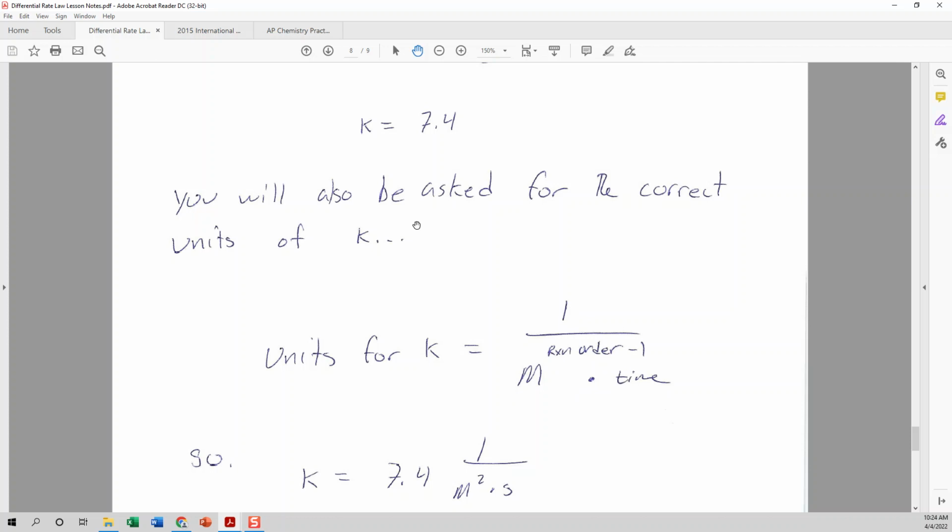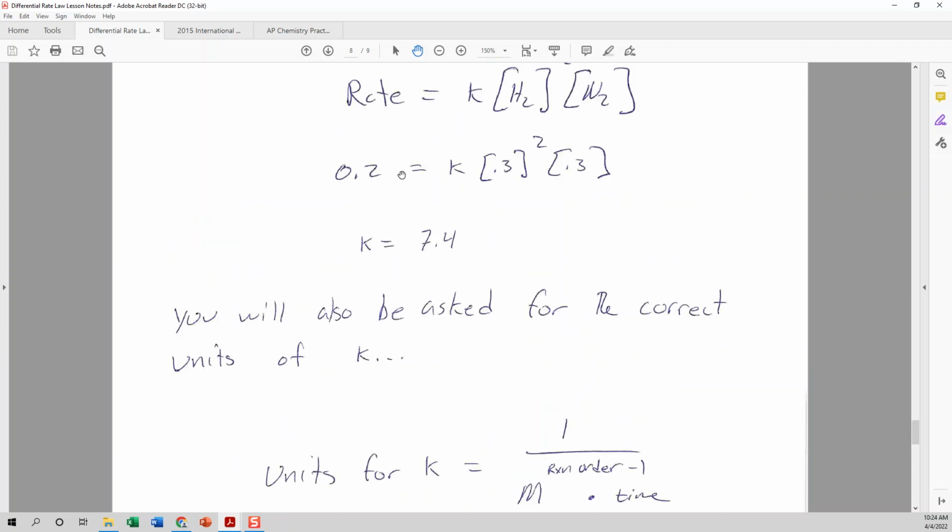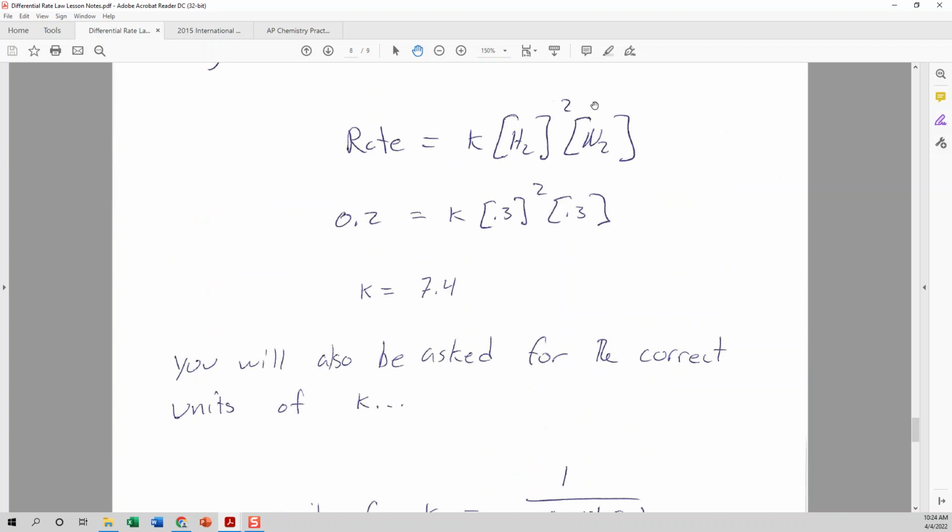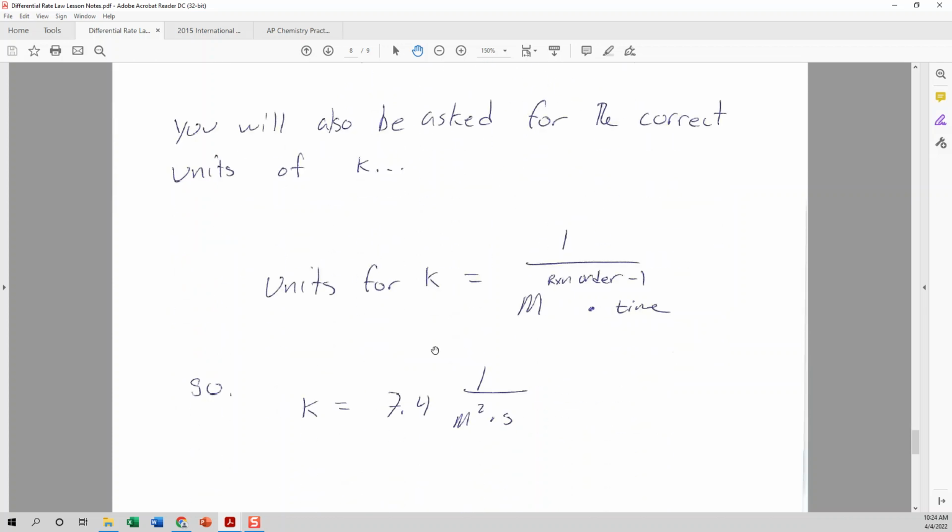Okay, so in this scenario, remember our reaction order was 3, right? 2 plus 1, our reaction order was 3. So the units for K, we already solved for the value, 7.4, but the units would be 1 over molarity squared. Why? Because the reaction order was 3, but it's reaction order minus 1. So 3 minus 1 is 2. So 1 over molarity squared.